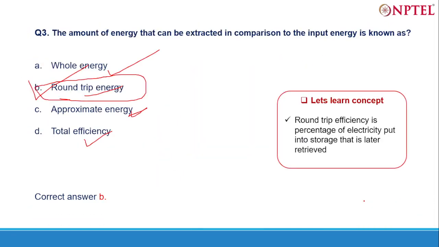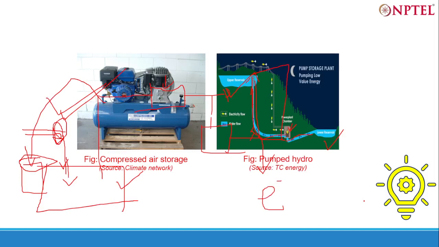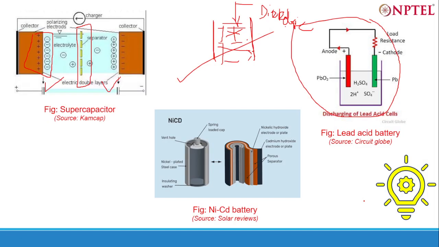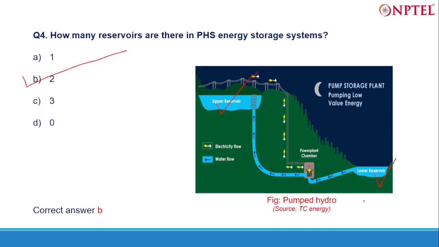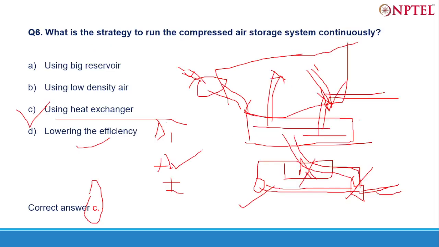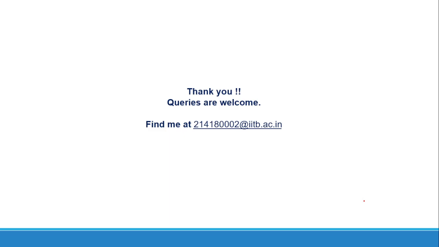So we discussed a lot of things. We went from revision, then to kinetic energy storage system, flywheel, compressed air storage, pumped hydro, high energy density, what is energy density, then supercapacitors, lead acid battery, nickel cadmium battery, then input energy, round trip energy, round trip efficiency, how many reservoirs in pumped hydro storage, maximum efficiency of flywheel, that is 90%. How we can maximize the compressed air storage system to run it continuously using heat exchangers, and then we also calculated a numerical.